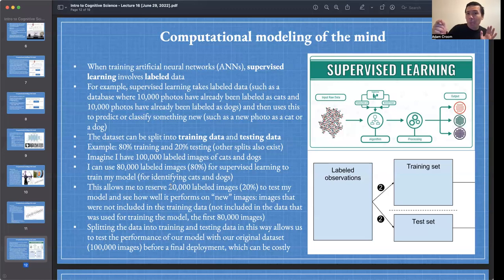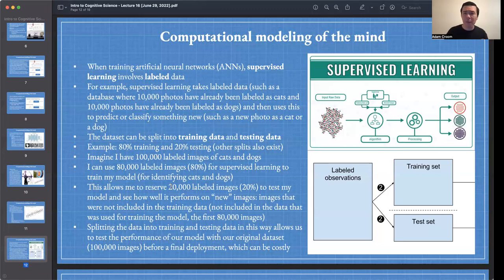Say the model that I built off of the 80,000 images identifies that image as a cat. I know if it's working correctly because, since that image is labeled, I know if it's of a cat or not. So because it's labeled, I can know how well my model is performing on the new images. And what would be excellent is if, based on the 80,000 images I used to train my model, it then correctly identifies all 20,000 images. That would be excellent. And then I can feel good about deploying such a model in the real world.